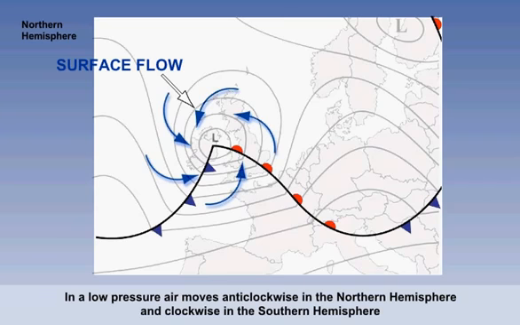In summary, we can say that air moves around these large-scale low pressures anti-clockwise in the northern hemisphere and clockwise in the southern hemisphere. Now we have seen how the air flows around such large-scale systems, let's now see what we might expect the weather to be like.